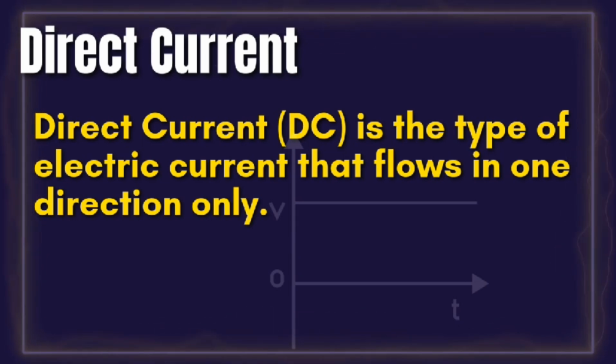Now what is direct current? It is the type of electric current that flows in one direction only. In simple words, direct current flows like water in a straight pipe, always in the same direction without changing.